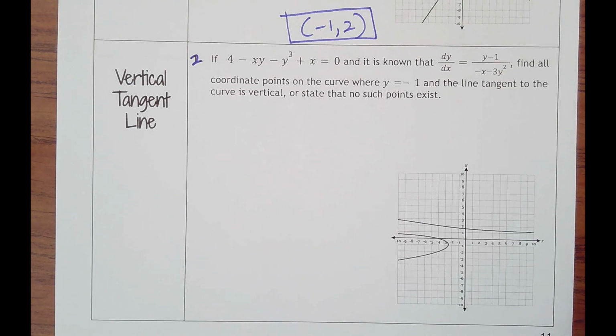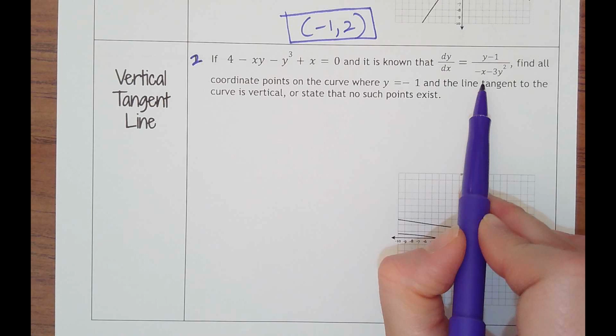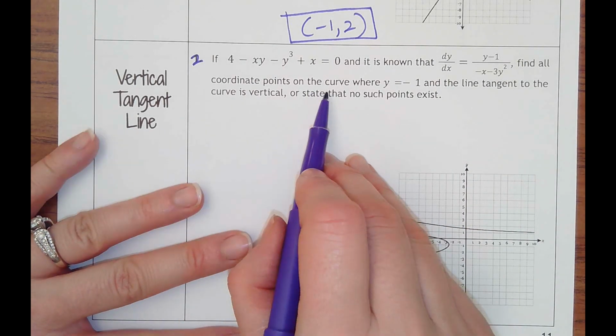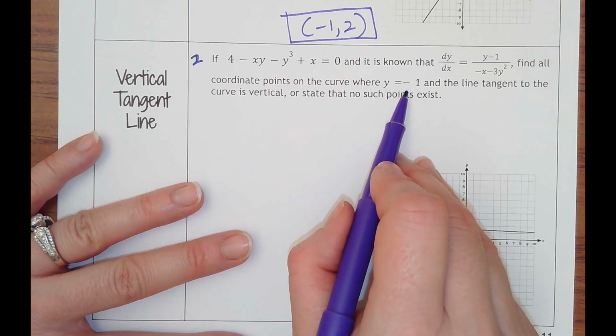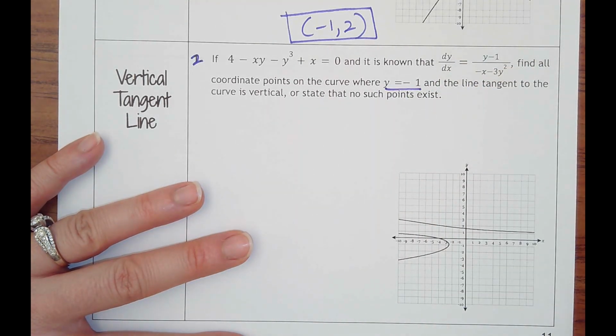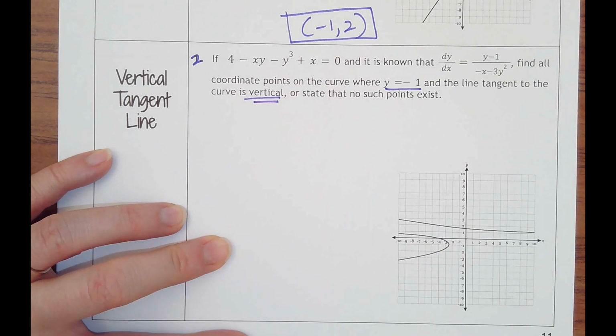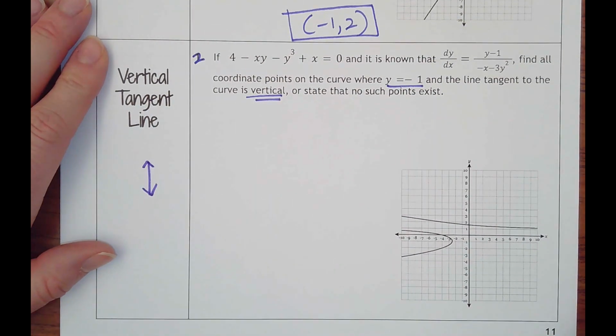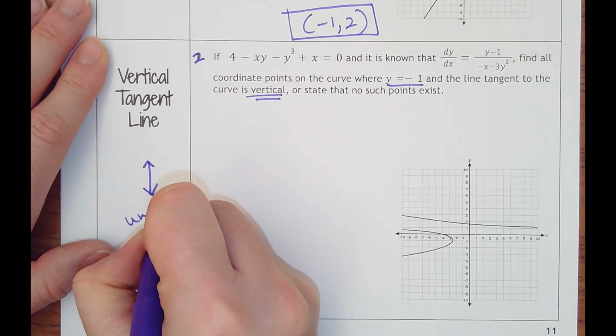Okay, so we've got new equation. Luckily for us, they give us the slope of it. Find all coordinate points on the curve where y equals -1. And the line tangent to the curve is vertical, or state that no such points exist. So when I have a vertical tangent line, I know that vertical lines have undefined slope.